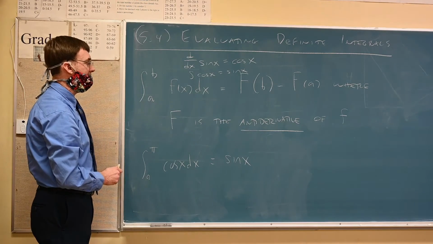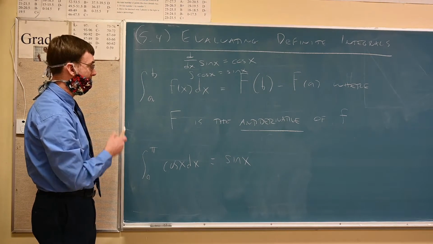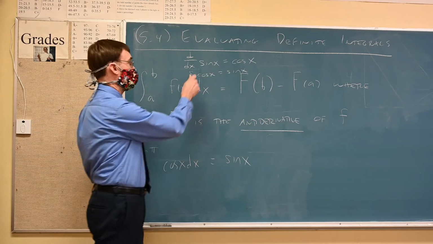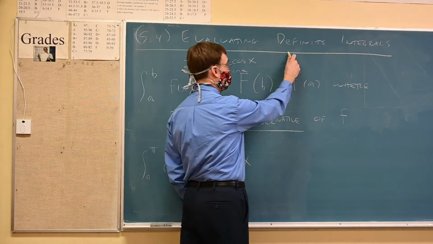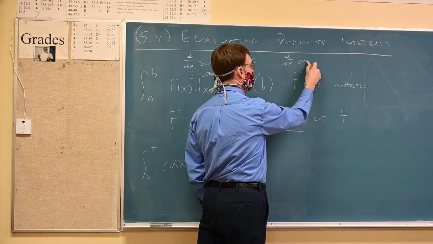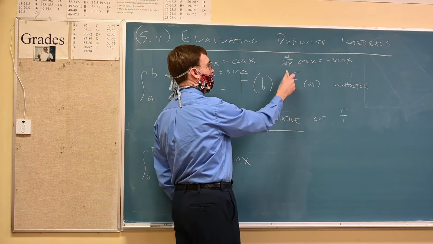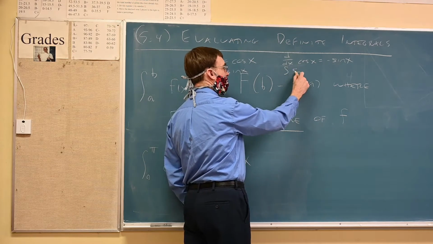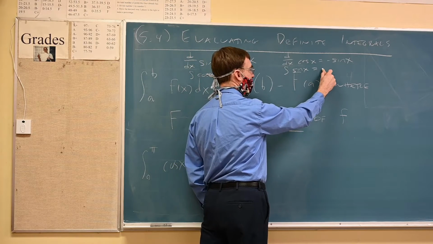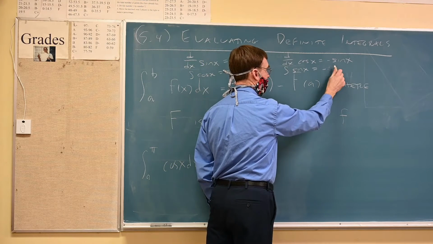And for the rest of the year, if you're like me, this will probably give you pause, because the derivative of sine is cosine, but the derivative of cosine is negative sine, which means the integral of sine is negative cosine.